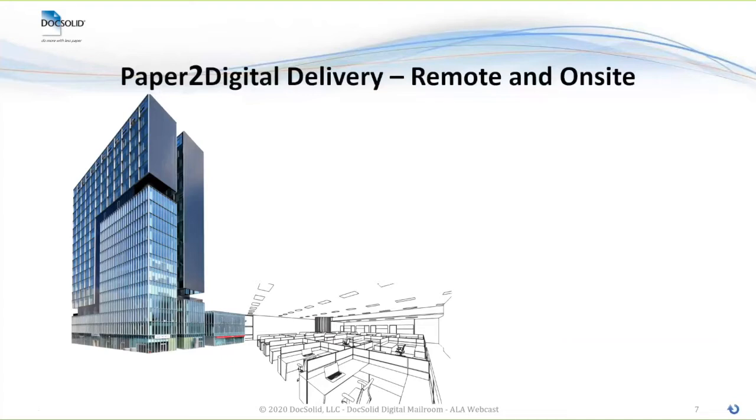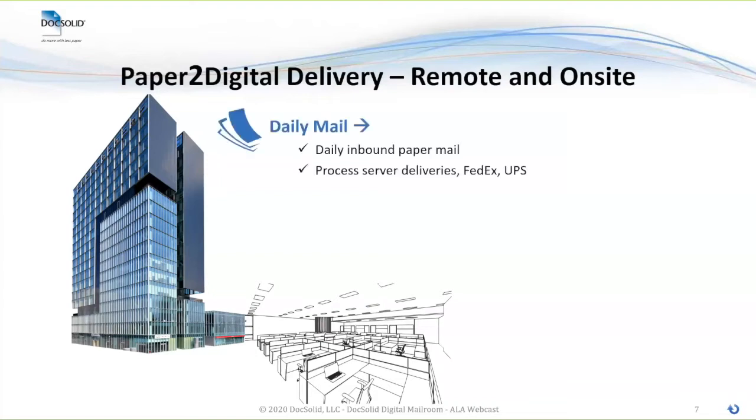Well, here was our problem, and today it's our problem to support remote workers, but we're going to quickly find it's also the same need for people when they come back to the office. But we had a mass exodus of workers to the home office, and daily mail continued to show up back at the main office. So this is U.S. postal mail, but it's also process server deliveries of documents, FedEx and UPS's envelopes.